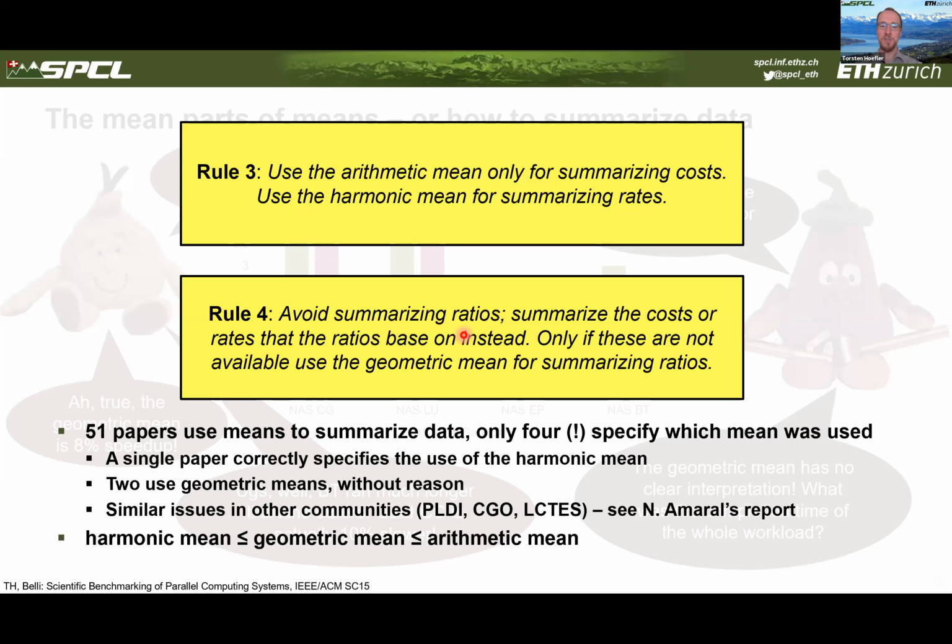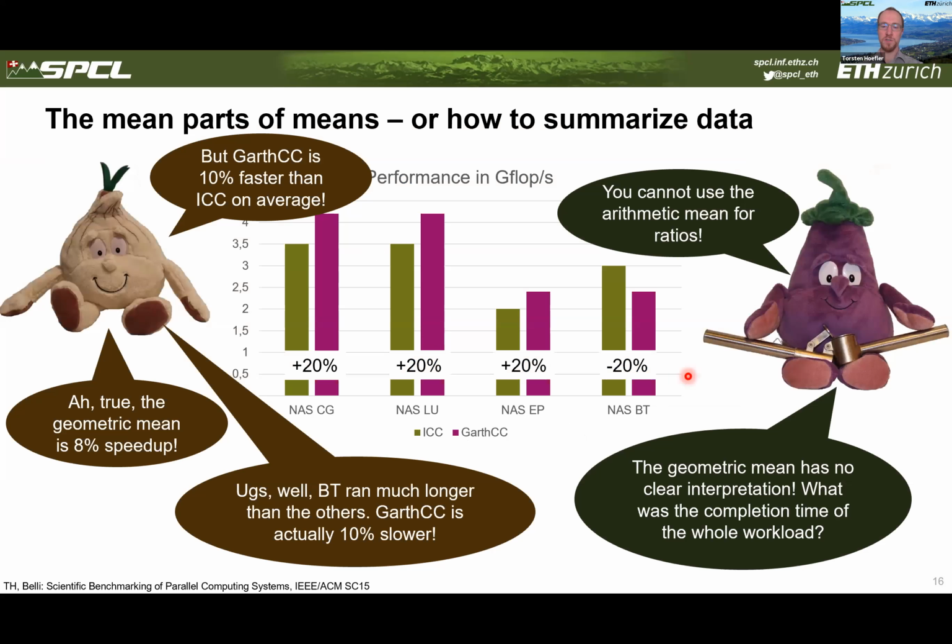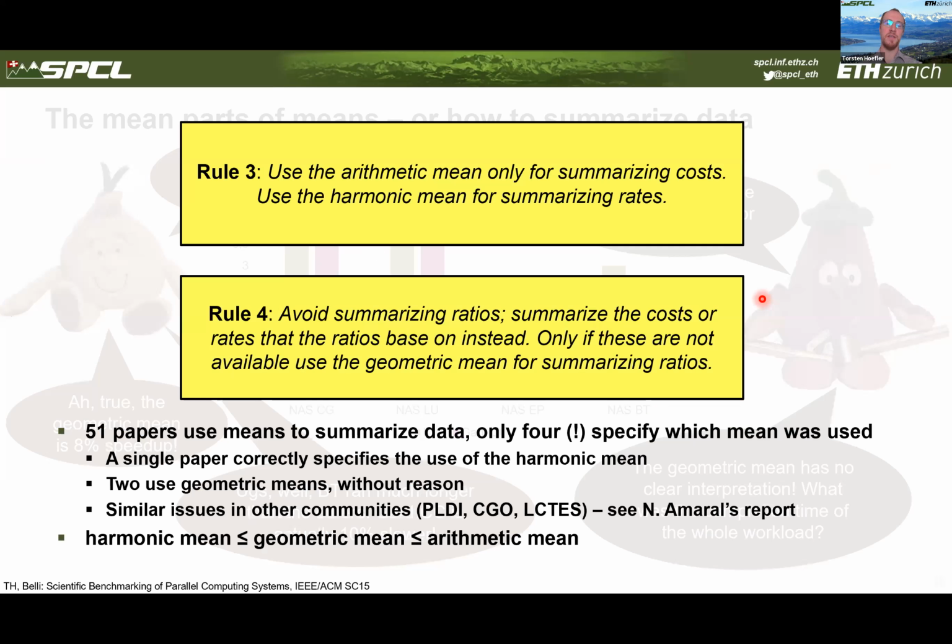Furthermore, ratios, like the one I showed before, the 20% speedup here, should really never be summarized unless it's absolutely necessary. We should really use the rates that the ratio is based on instead. And this is quite complex. So out of the 95 papers that we reviewed, 51 papers use some form of mean, but only 4 specify which mean. So the default is probably the arithmetic mean, which is quite bad.